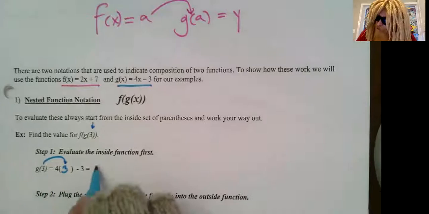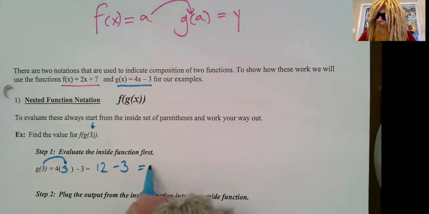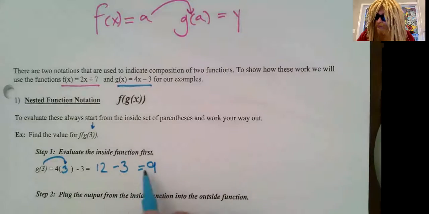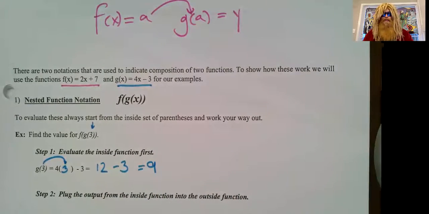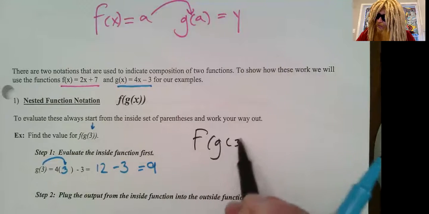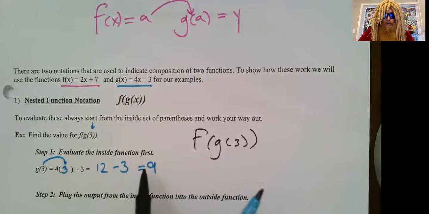So 4 times 3 is 12, minus 3. 12 minus 3 gives us an output of that interior function as 9. So when we look at something like this, the general idea of what we're going to be doing is to get out our number here. So far, we had, and I'm going to do this kind of off to the side in maybe a different color, when we have f of g of 3, we evaluated this inside, g of 3. We got the answer of 9.